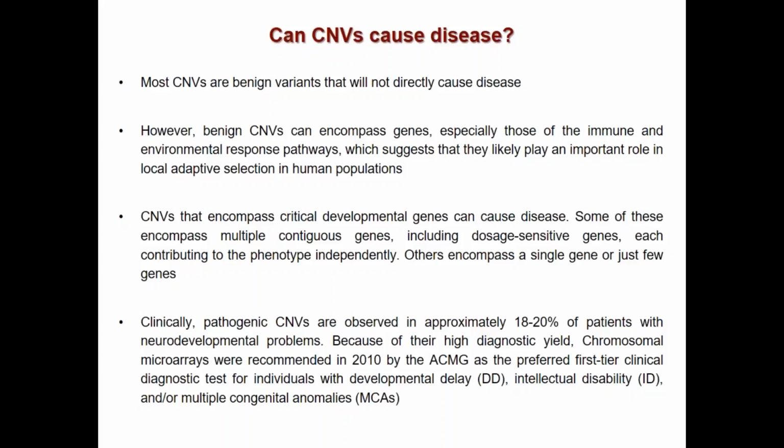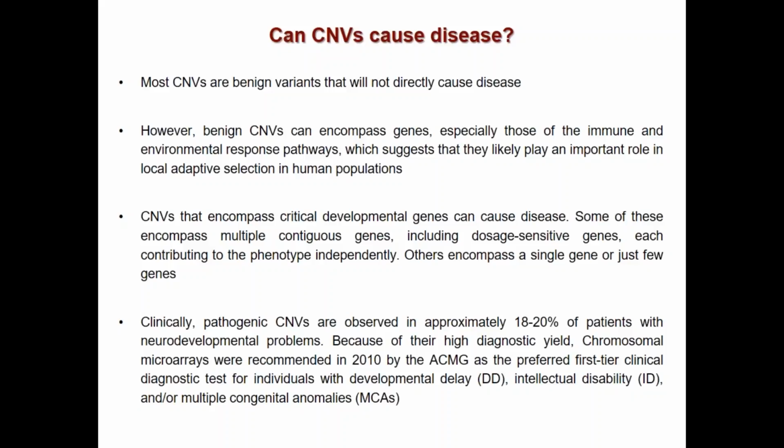So can CNVs cause disease? Yes, they can. Most of the CNVs, as I mentioned earlier, are benign, the majority of them. But some of these benign CNVs can encompass genes, as I showed you, especially genes of the immune and environmental response pathways. This suggests that they have an important role in local adaptive selection in human populations. So these are kind of normal variations between human beings.